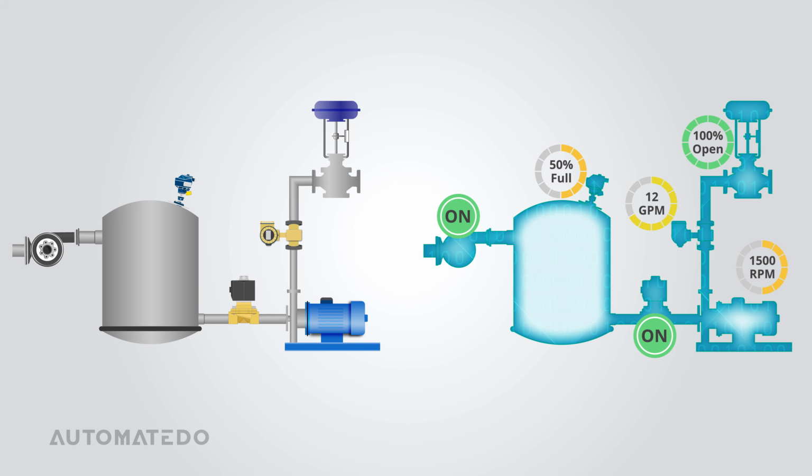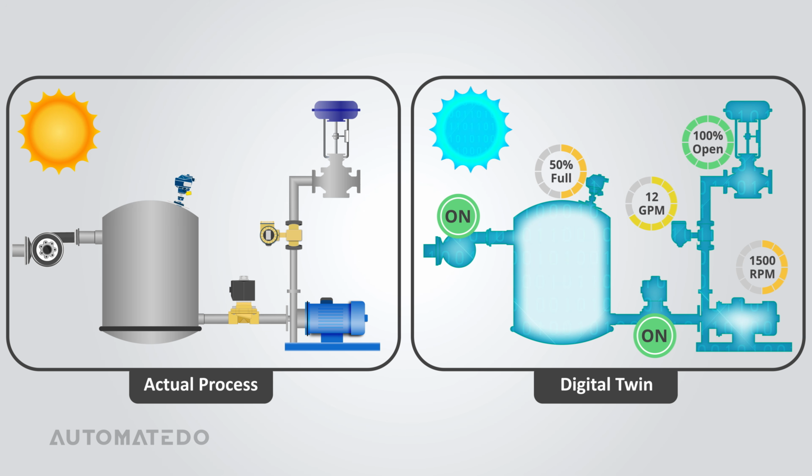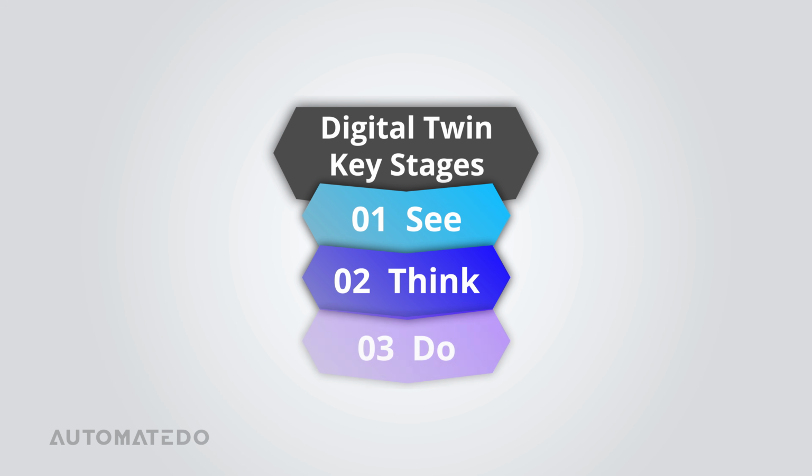How's it made? You grab every detail about whatever you're copying, every part, how they click together, even the space they're in, and rebuild it digitally. Cool, right? A digital twin works in 3 key stages: see, think, and do, which you will understand one by one.